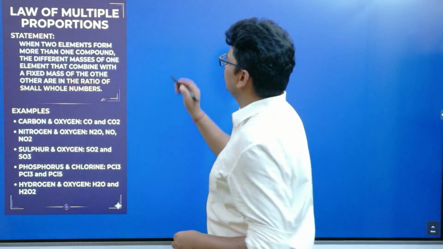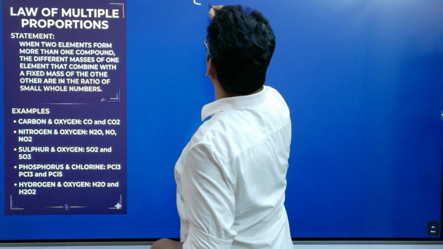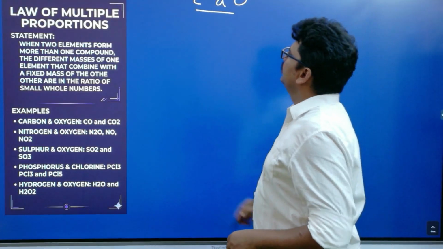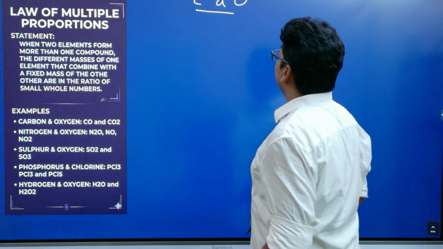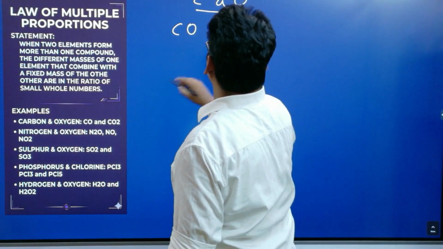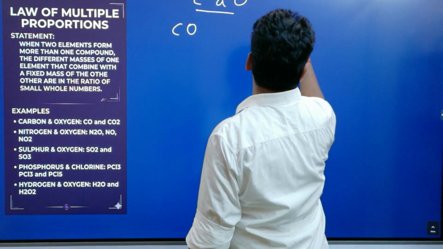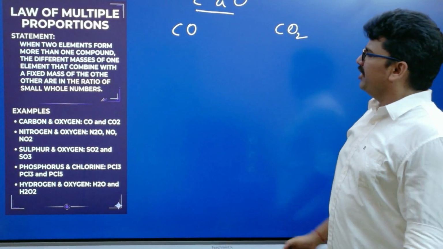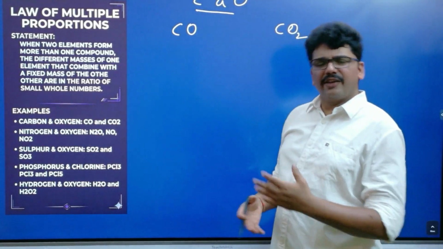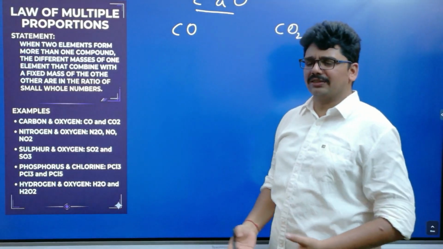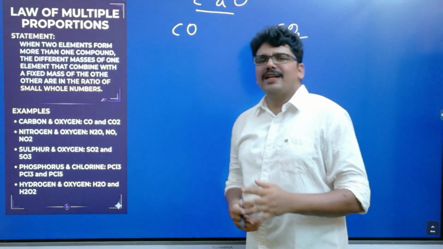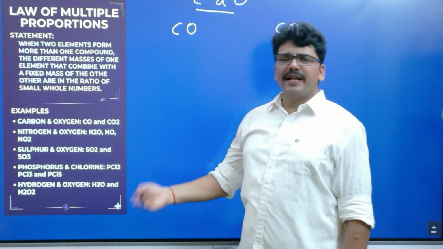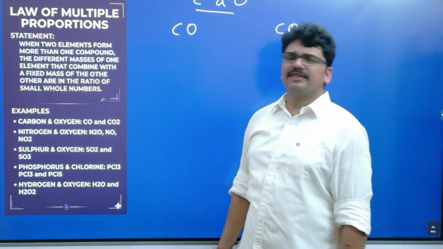So let us take a simple example. I am taking two elements, carbon and oxygen. When carbon combines with oxygen, two different compounds are possible, CO and CO2. It depends on valency. If any element exhibits variable valency, it gives many compounds. For example, nitrogen and oxygen. Nitrogen has variable valency. So when nitrogen combines with oxygen, it forms many compounds: NO, N2O, N2O3, N2O5. We will take that example also.